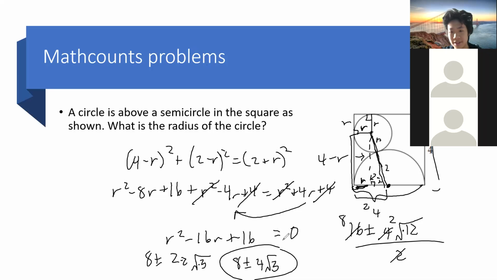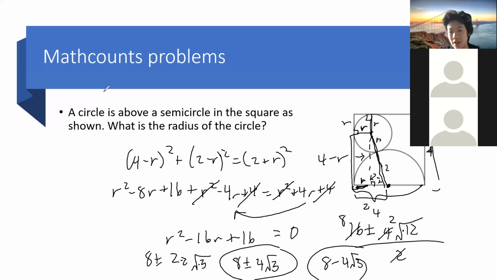So which one is the side length? Well, 8 plus 4 root 3, that gets really, really big, right? 8 plus 4 root 3 is going to be bigger than 4. But the radius r cannot be bigger than 4 because it's inside the square. So we can only take the 8 minus 4 root 3 solution. It's just 8 minus 4 square root 3. And that's the answer.